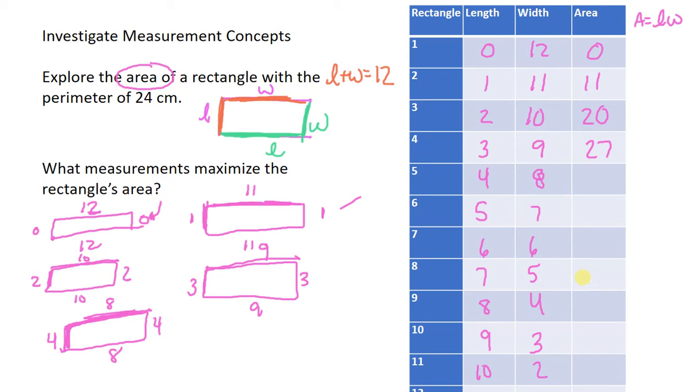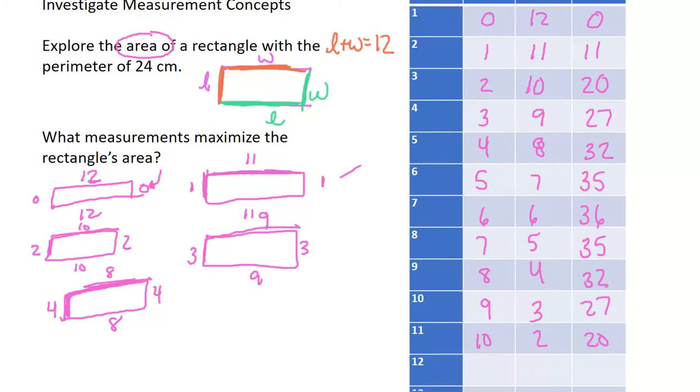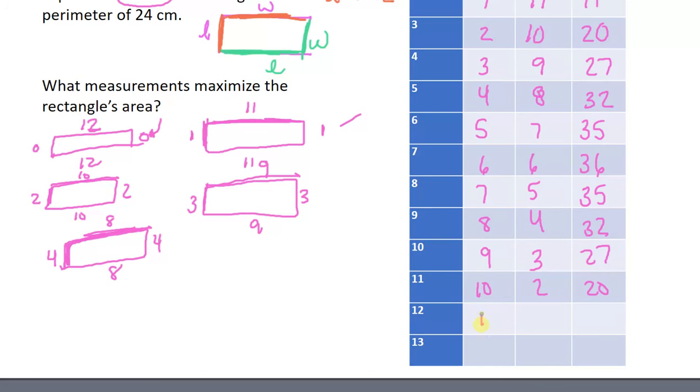So let's actually calculate the areas of these. Okay, and if you need to, you can draw every single rectangle. That's totally fine. Okay, so 32, 7 times 5 is 35, 6 times 6 is 36, 5 times 7 is 35, 8 times 4 is 32, 9 times 3 is 27, 10 times 2 is 20. Let's just scroll down. 10, 11, 12 with the pattern. 2, 1, 0, and 11.